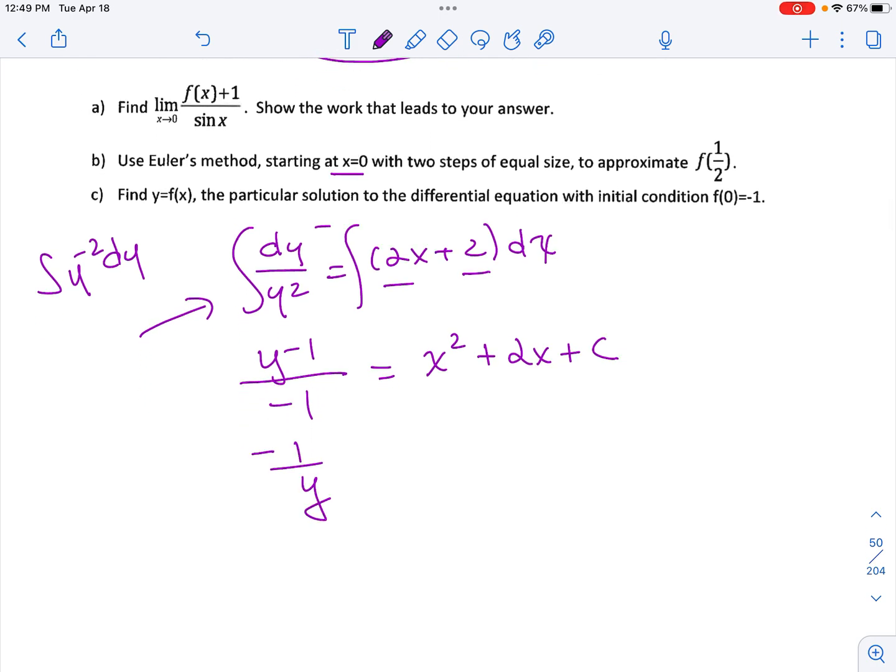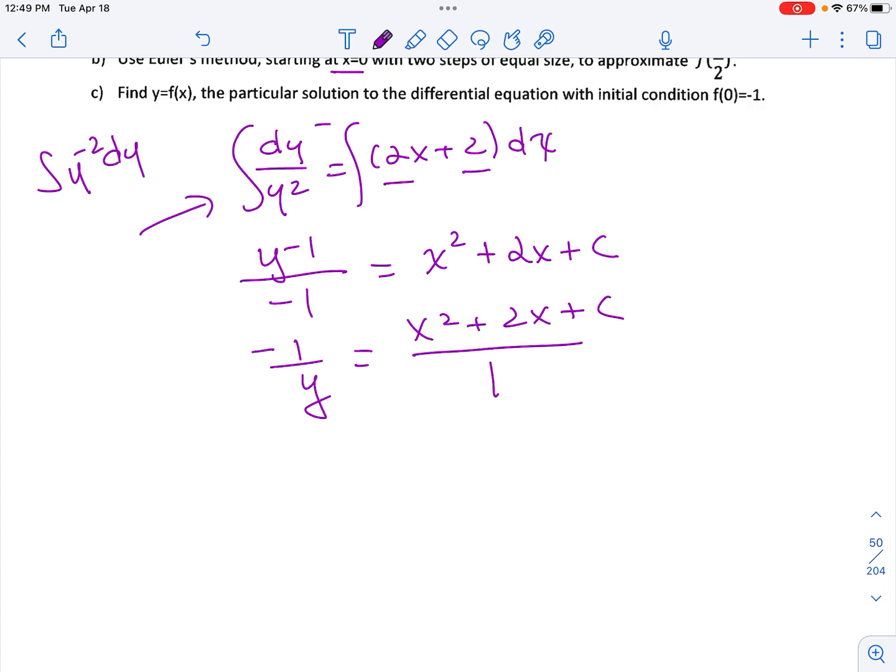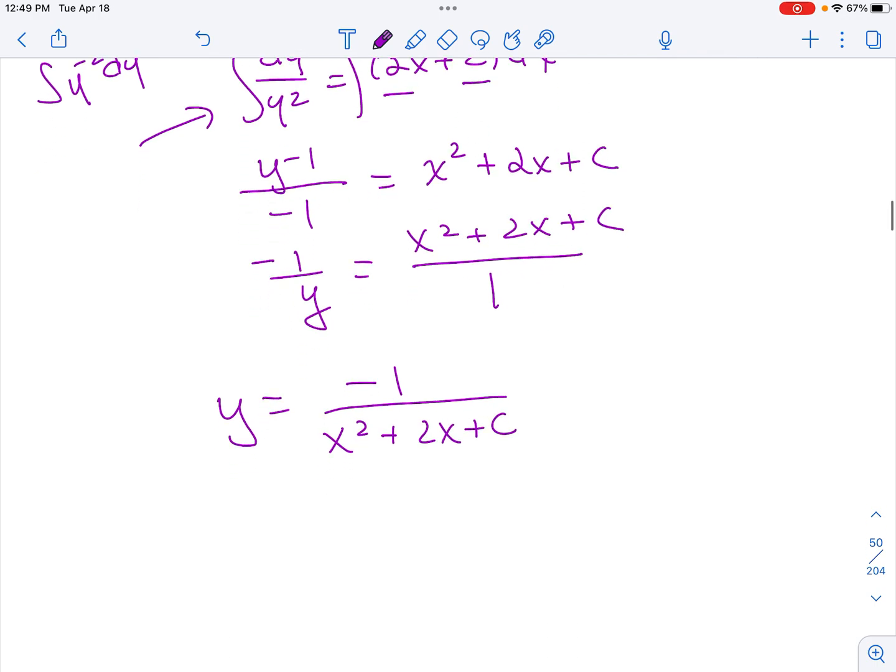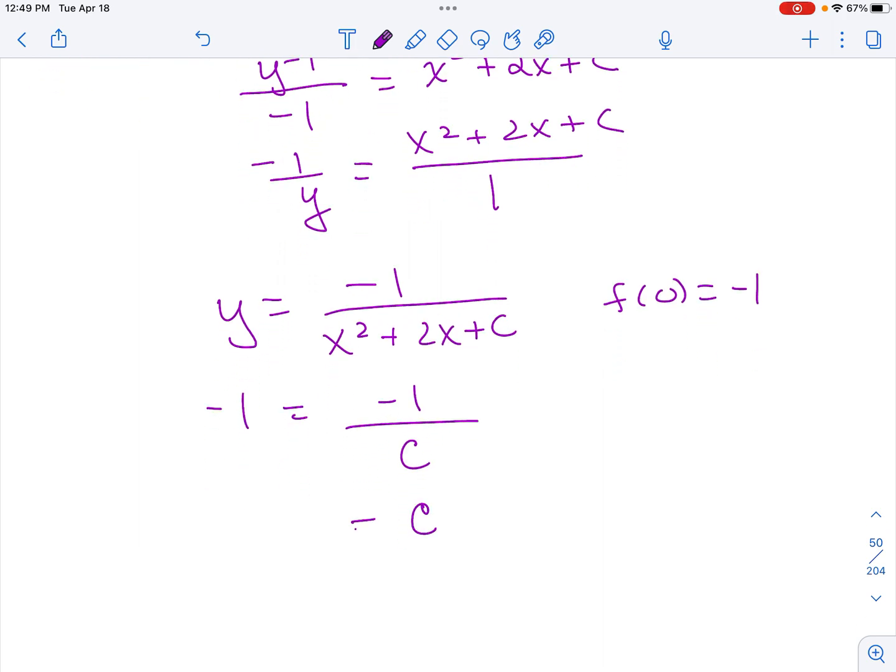Let's clean this side up. So it's negative 1 over y. And we have to solve this for y. There's lots of ways you can do it. I just cross multiply, and if you do that, this is what happens. So this is my equation for y. This is the point you're going to use to find c. So plug in your x and your y. So c has to be 1. So this is my particular solution.